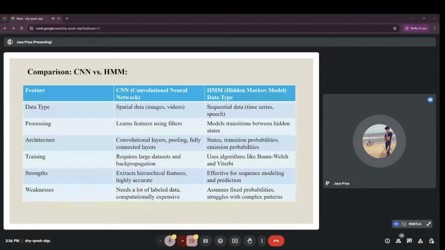Next, a comparison of how the Convolutional Neural Network and the Hidden Markov Model differ in terms of data type, processing, architecture, training, strength, and weakness. First, for data type, a convolutional neural network works with spatial data: images, video.